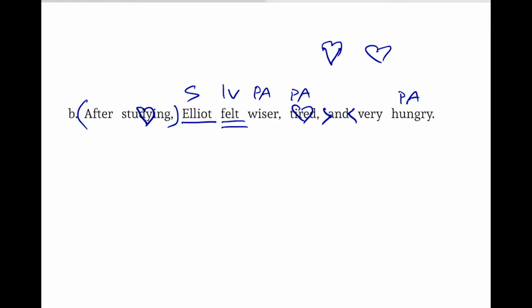Predicate adjectives are called predicate adjectives because from predicare, the Latin means to make known or to publish. We're making known something about Elliot, that he felt wiser, tired, and hungry. So there we have labeled our sentence quite well. There's just a few things to add, and that's to look for modifiers. Well, we do see a modifier right here in the word very.